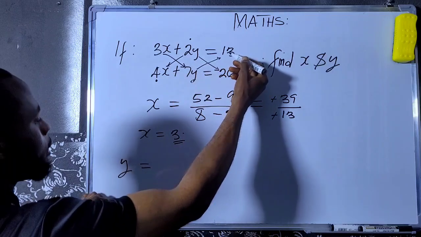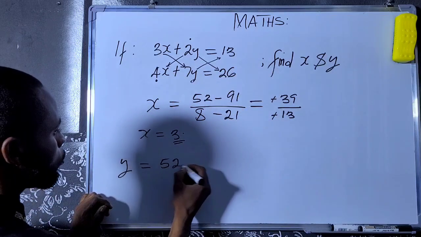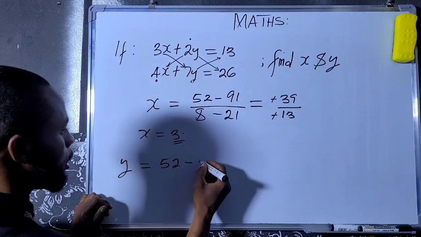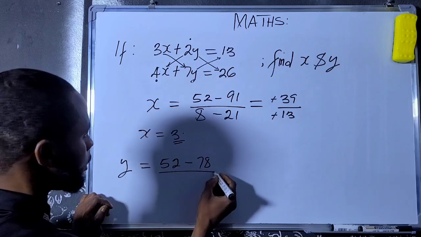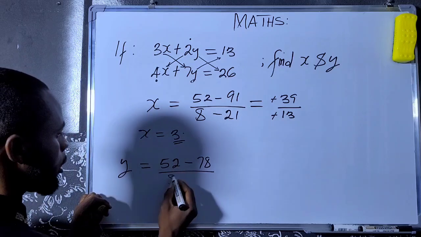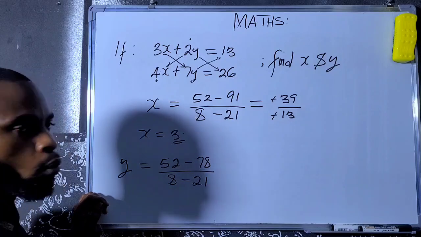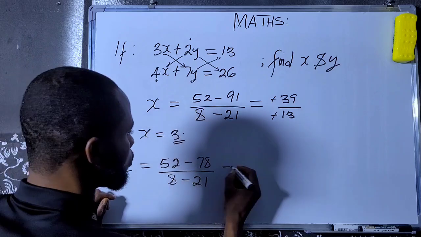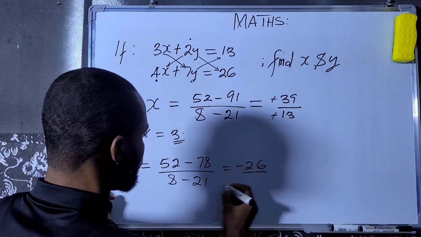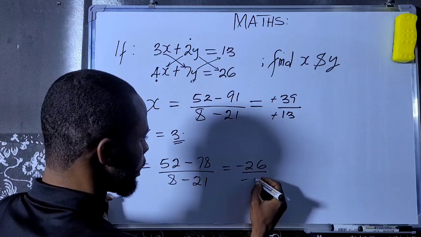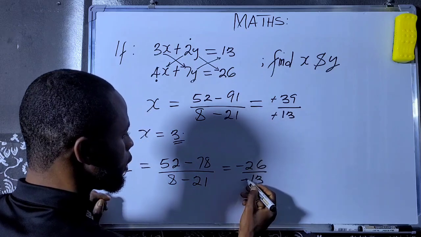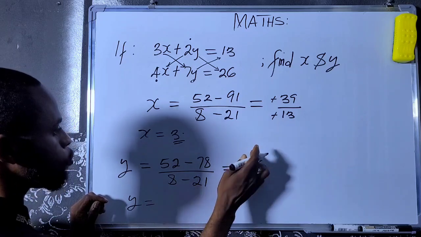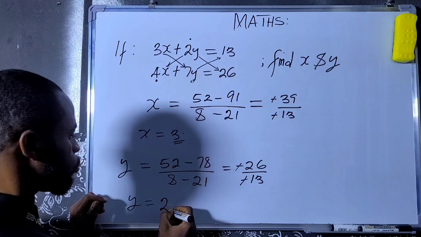4 multiplied by 13, that gives us 52, minus 3 multiplied by 26, that gives us 78. Then divide it. You repeat this, 8 minus 21, then 52 minus 78, this equals minus 26, divided by 8 minus 21, this gives us minus 13. Then here, minus eliminate minus, and we have that y equals 26 divided by 13, that gives us 2.